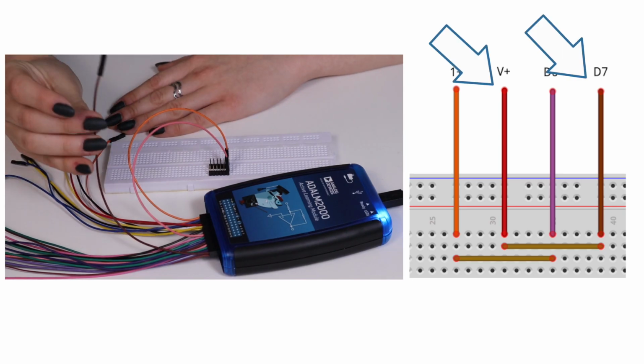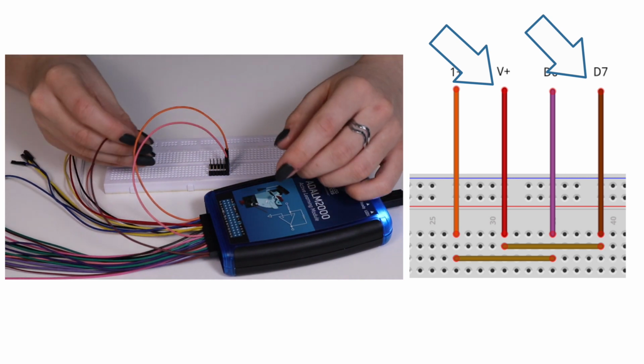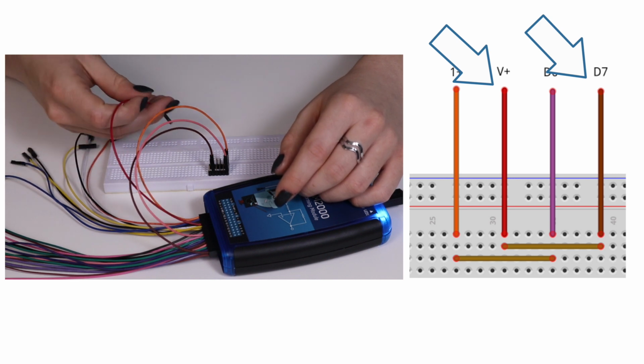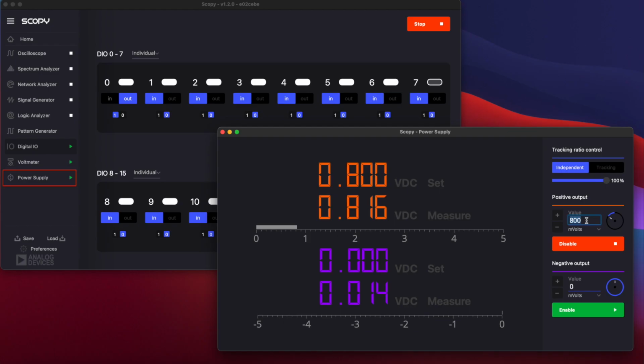Now let's try to toggle our digital input pin using the positive power supply. For this, we'll connect the positive power supply, V+, to digital pin 7. Open the instrument and set the positive power supply to 0.8 volts and run the instrument.